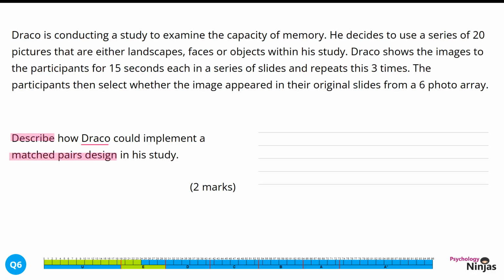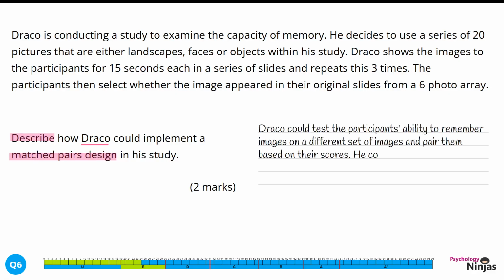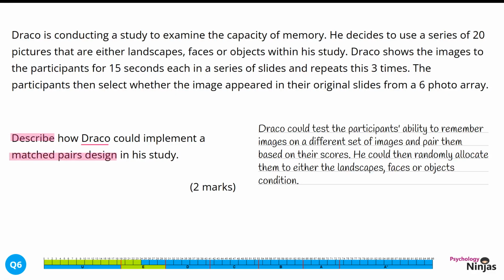Here's our answer. Draco could test the participants' ability to remember images on a different set of images and pair them based on their scores. He could then randomly allocate them to either the landscape, faces, or objects condition. We need 2 separate links to the stem for our 2 application marks.